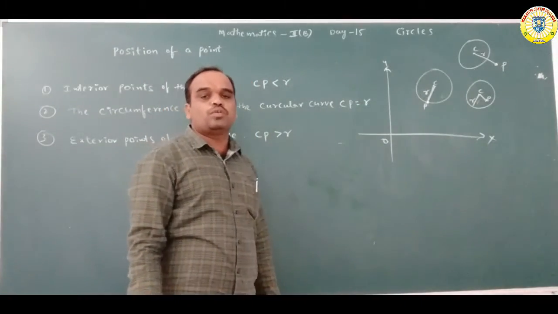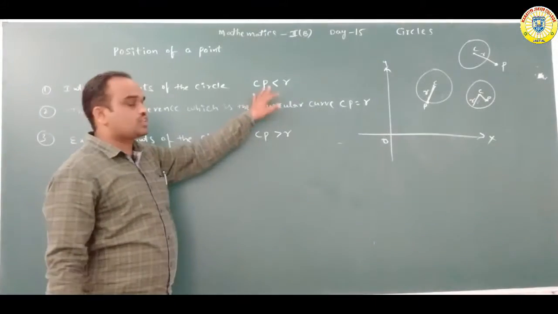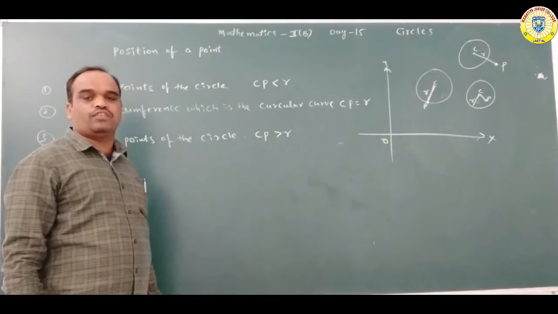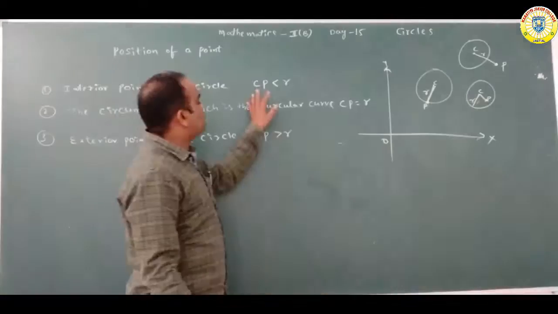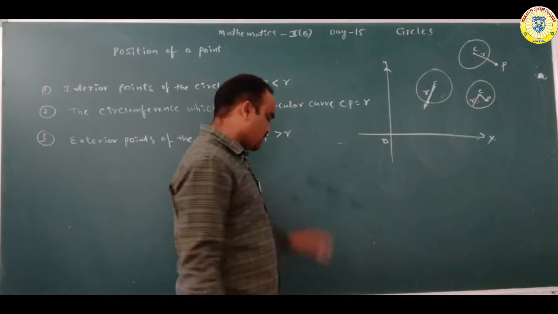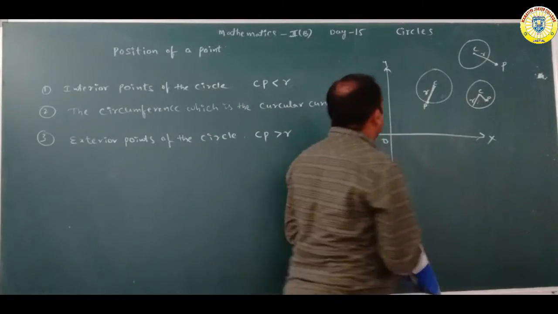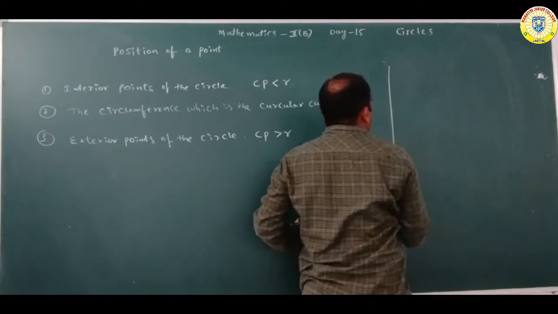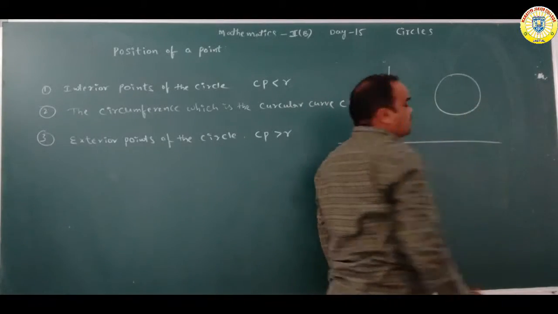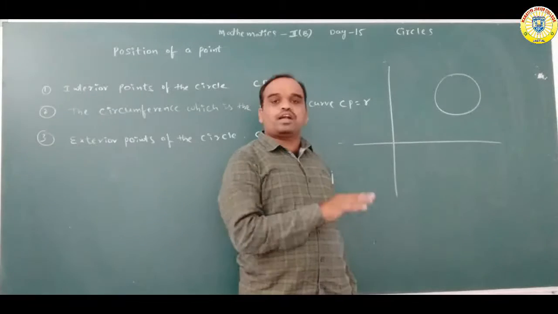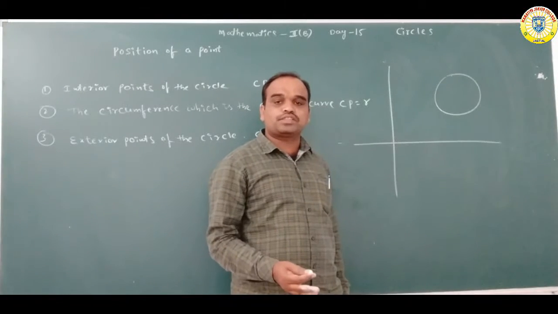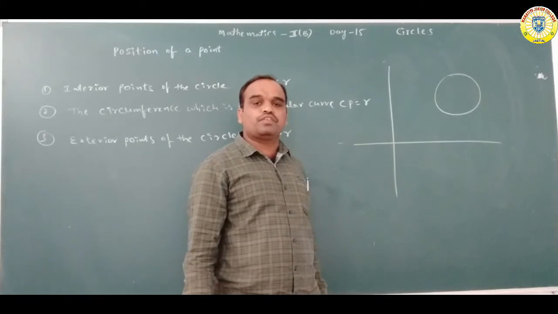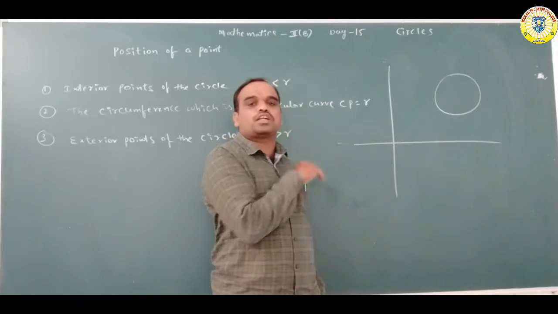Okay now? So by using these conditions we can find the position of the point with respect to the circle. So CP less than r, CP is equal to r, CP greater than r. Understand? Again repeating once. So here there is a circle. The circle divides the plane into three parts. What are the three parts? Exterior part of the circle, interior part of the circle, circumference part of the circle.